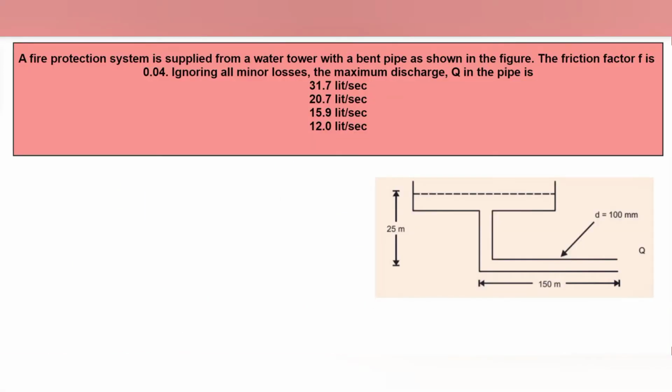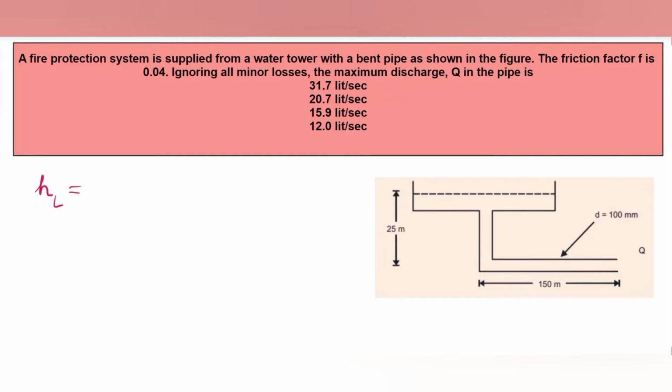The next question is, a fire protection system is supplied from a water tower with a bent pipe as shown in the figure. The friction factor F is 0.04. Ignoring all the minor losses, the maximum discharge Q in the pipe is dash. We have already seen the equation for HF in terms of discharge. We'll just use that here.